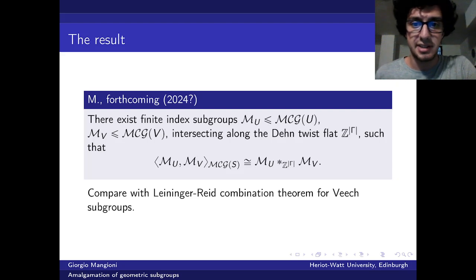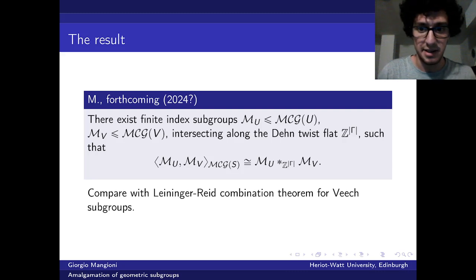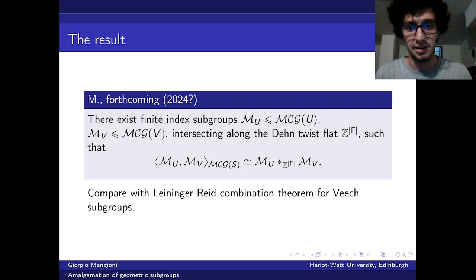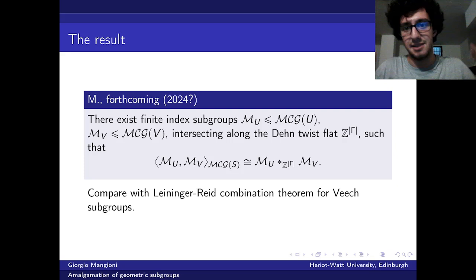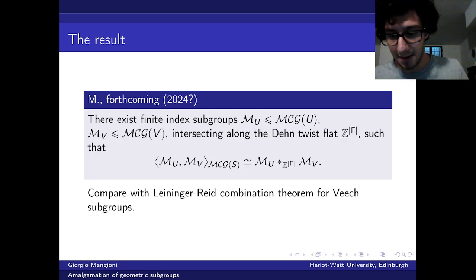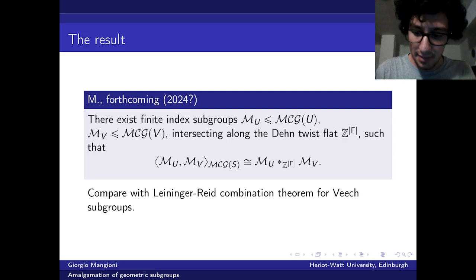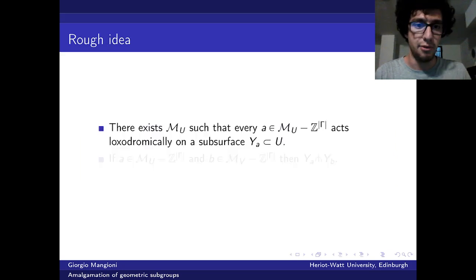However, our result is kind of different, because while Leininger and Reid's subgroups are made of pseudo-Anosov elements away from the intersection, in our case we have two reducible subgroups, because the mapping class of U clearly fixes the boundary curves of U, so it's reducible in the mapping class group of the whole surface. So what's the idea behind the proof?